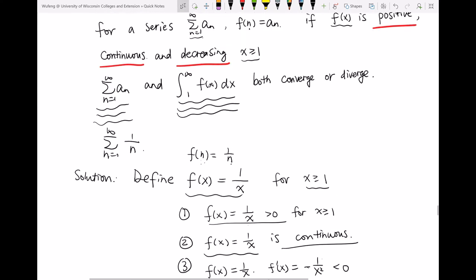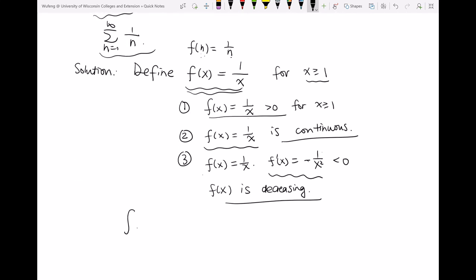Now we can use our integral test, which means the series 1 over n and the integral from 1 to infinity of f(x) equals 1 over x dx both converge or both diverge. So now let's look at this one. This is an improper integral, from 1 to infinity, because the upper limit is infinity. To solve an improper integral, I would like to ask a student here, Chase, could you please tell me how I solve this integral?